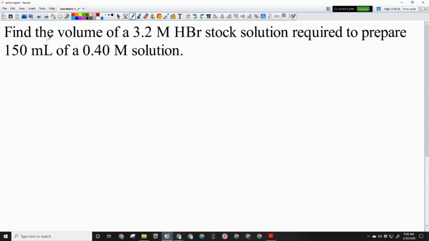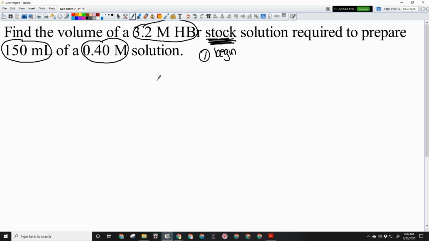So let's look at how we use that. It says find the volume of a 3.2 molar HBr stock solution. So when you see that word stock, that means that it's a 1. It's the beginning. Your stock, like the stock at the store, when they open up the store in the morning, the shelves have been stocked. So they have a beginning number of items. And then as the day goes on and people buy them, it's lowering the amount of stock they have left available. Required to prepare 150 milliliters of a 0.4 molar solution.